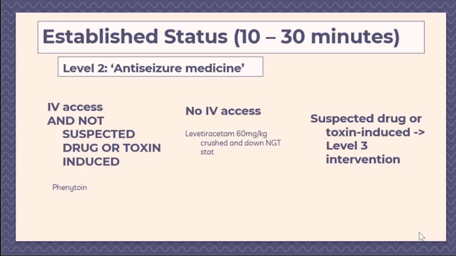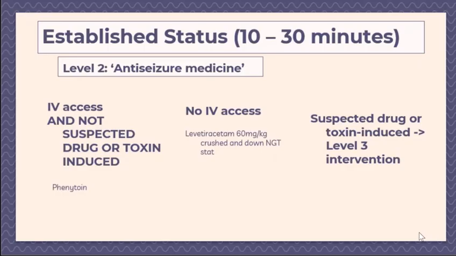So in established status epilepticus, this is lasting between 10 and 30 minutes. Now you're going to be talking about your level 2 interventions, which is your anti-seizure medication. Again, here it gets broken down into 3 different aspects. If you have IV access and the seizure trigger is not suspected to be because of a drug or a toxin, then there's a specific management. Here you would give phenytoin. If you don't have IV access and it's established status, then you would give levetiracetam, and that's a 60 milligram per kilogram dose. This would be crushing the tablet and going down a nasogastric tube.